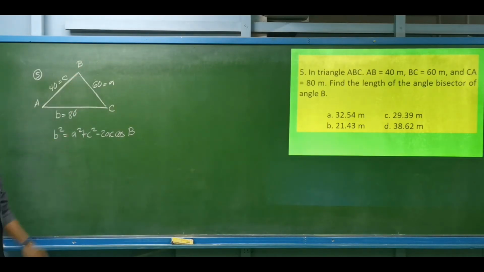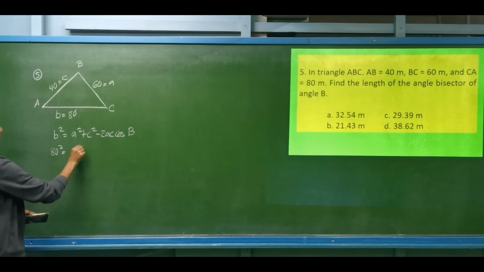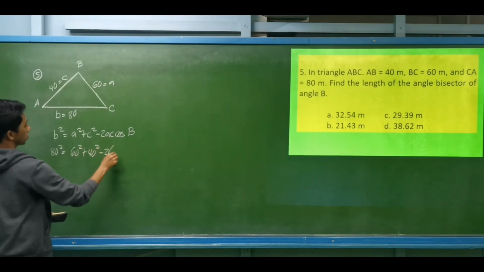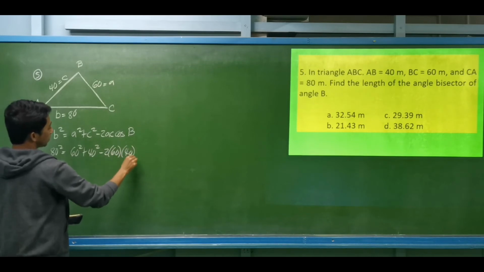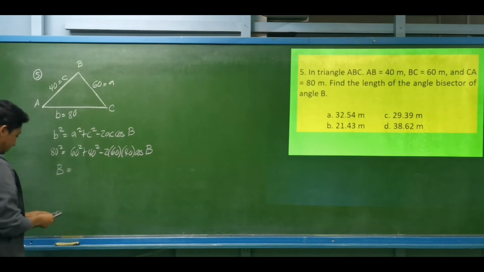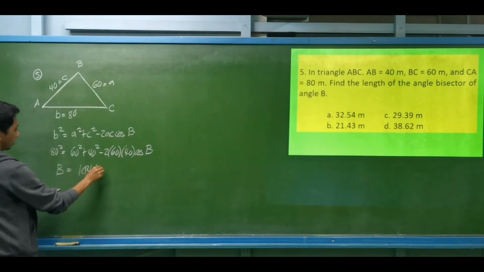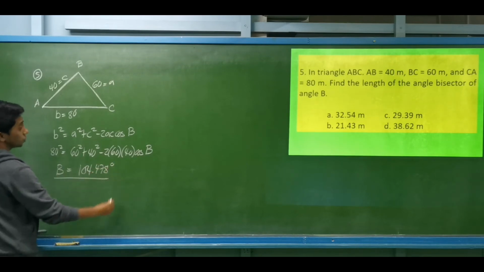Let's get angle B first. This is the same as 80 squared equal to 60 squared plus 40 squared minus 2 times 60 multiplied by 40, then cosine of angle B. Okay, let's get angle B. So we have 80 squared minus 60 squared minus 40 squared, divided by negative 2, divided by 60, divided by 40. Then shift cosine. This angle is equal to 104.478 degrees. So that is angle B.